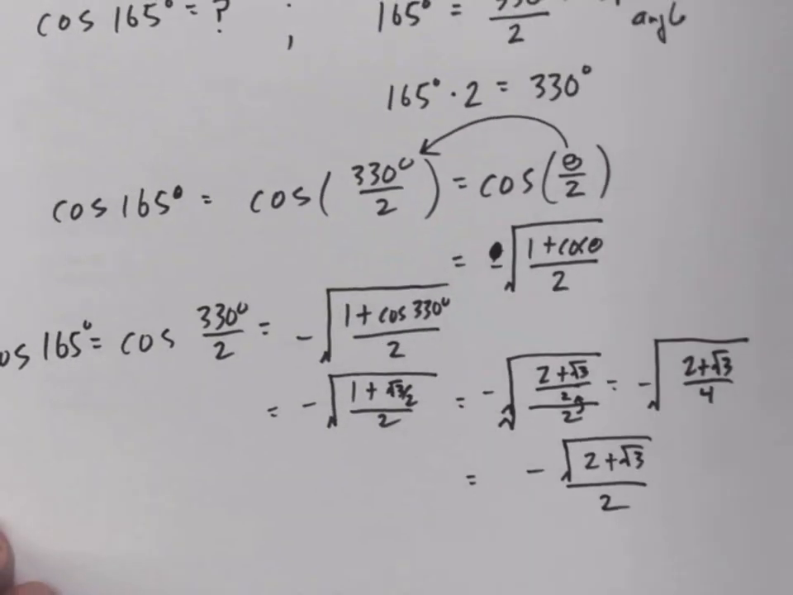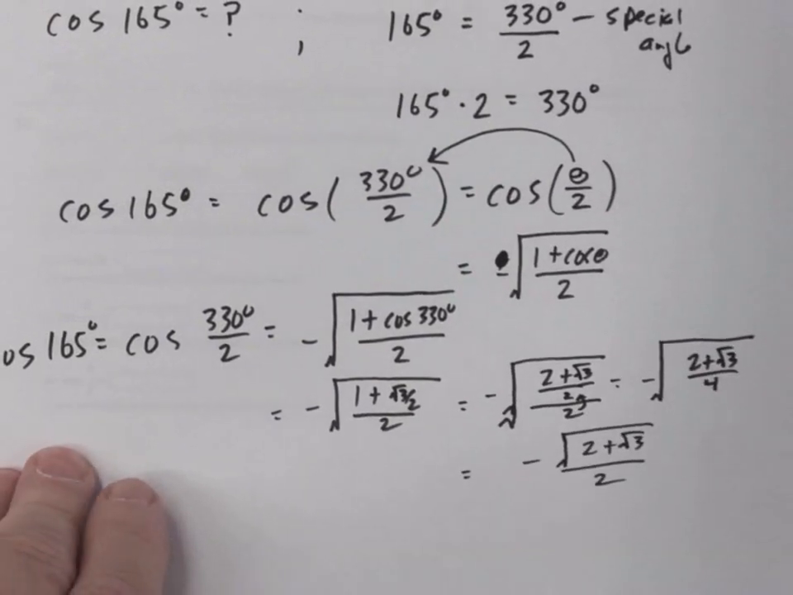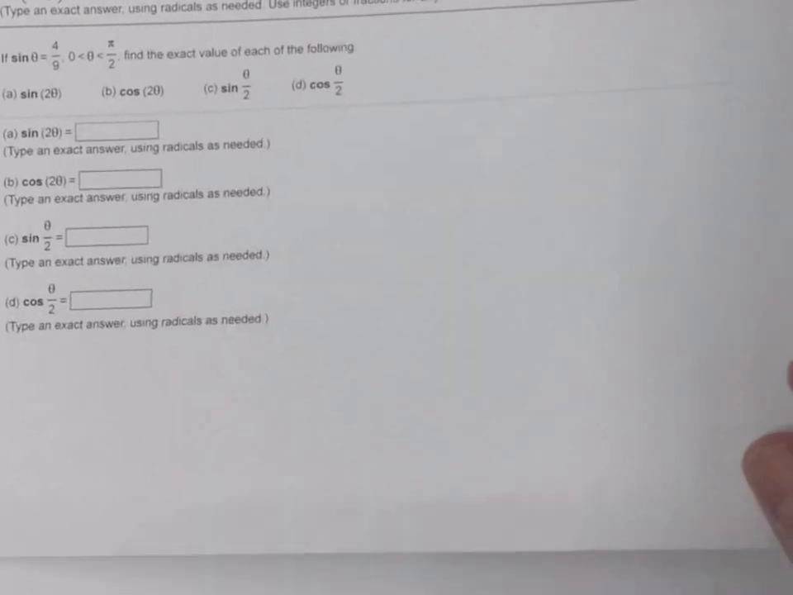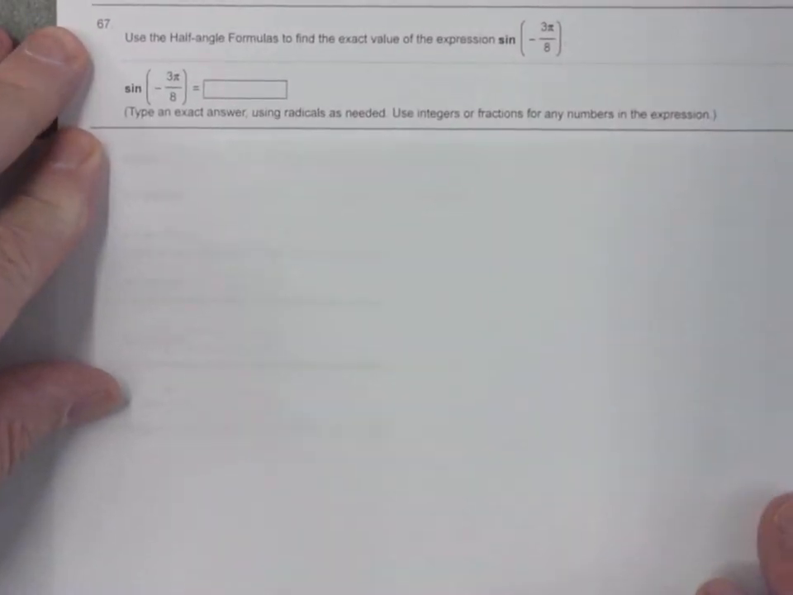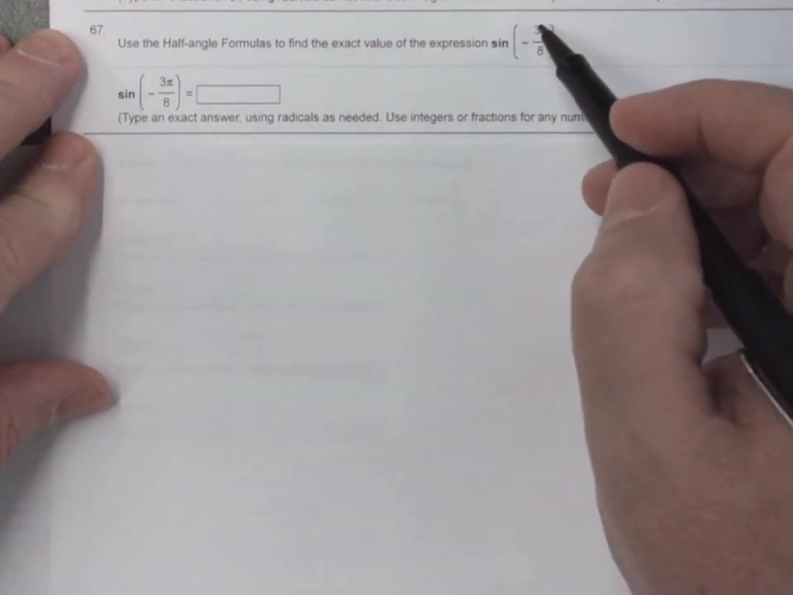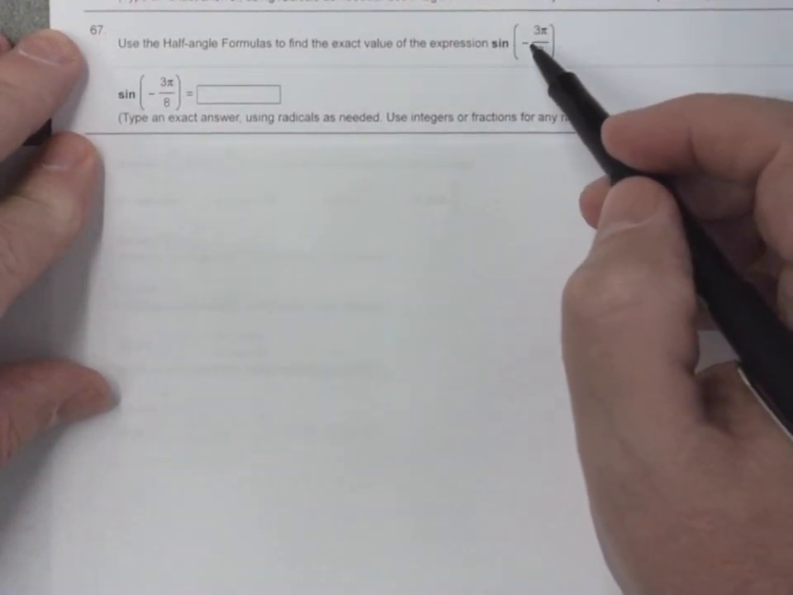Now I believe we're going to do another one of these, except now it's going to be in radians. A little more complicated. Sine of negative 3 pi over 8. So it's in radians, plus it's also a negative.